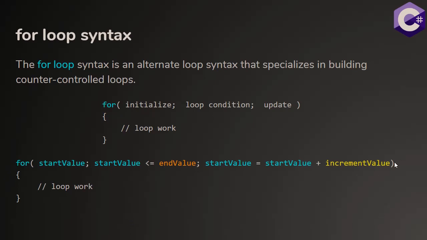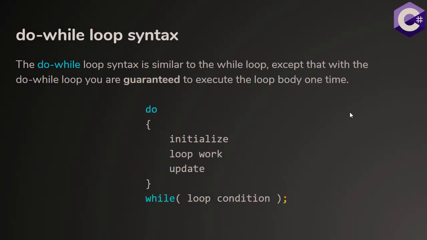Down below, I have our counter-controlled loop outlined if we were going to use a for loop syntax instead of a while loop syntax. Another loop syntax we could use is the do-while loop syntax. The do-while loop is like an inverted while loop. The one big difference between a do-while loop and a while loop is that the do-while loop guarantees we execute the code block one time.